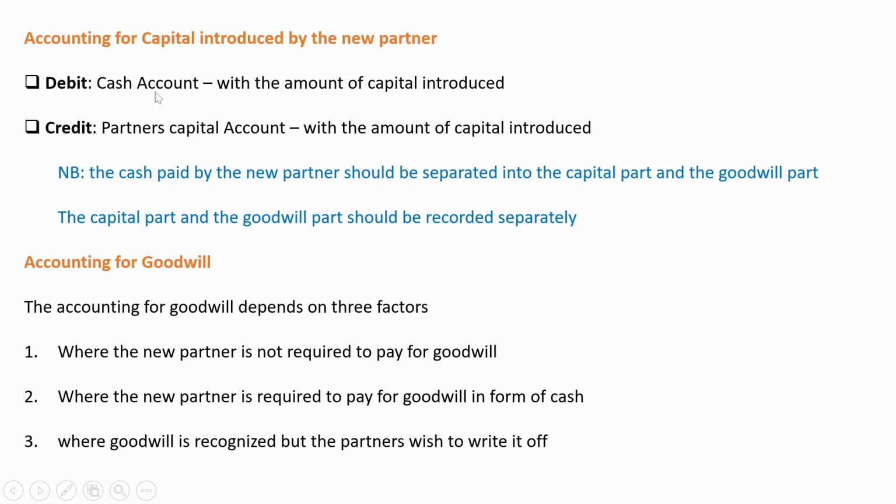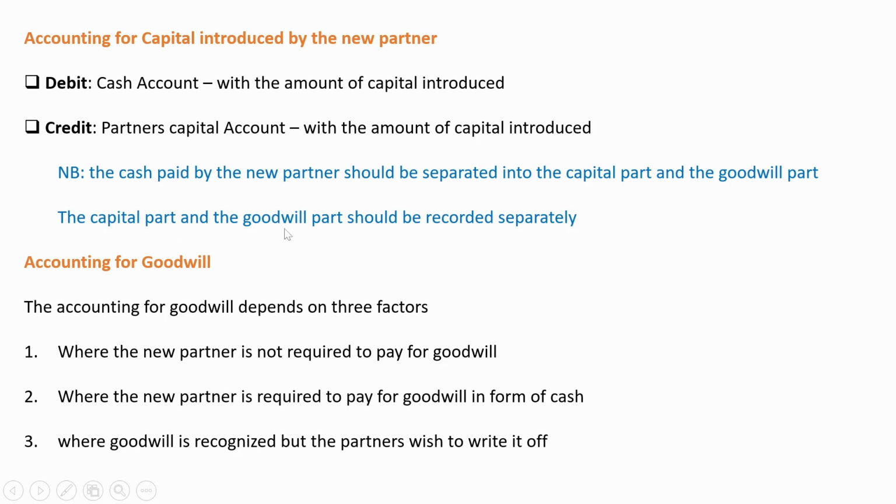So capital can be in form of cash or asset. So once you debit the cash or asset account, you credit the partner's capital account with the amount of capital introduced. Whether it is in form of cash or in form of asset, we always credit the partner's capital account. So something you're supposed to note is that the cash paid by the new partner should be separated into the capital part and the goodwill part.